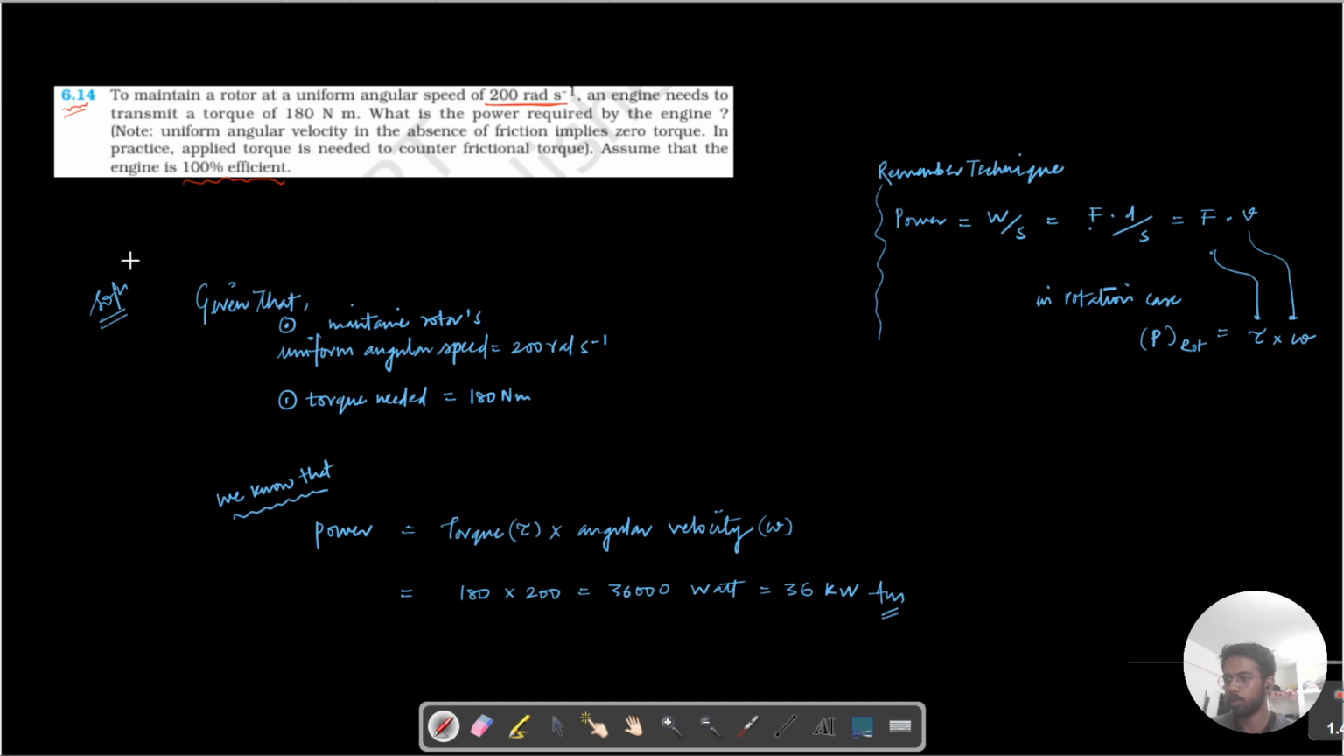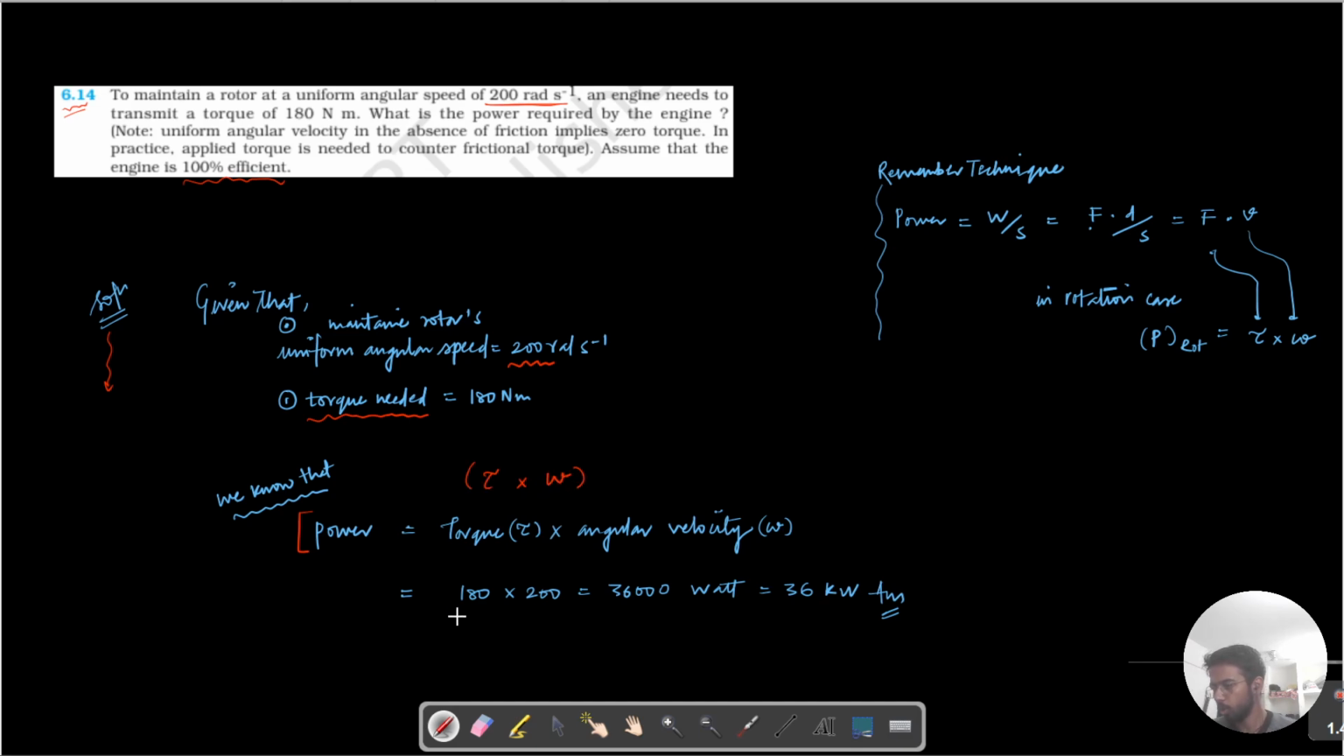And first of all, if this question comes in your exam, you have to follow this format that is given here. You write just like that. So first of all, given that the uniform angular speed we have to maintain is 200 radian per second. After that you have to write torque needed. The torque that is needed to maintain that speed is 180 Newton meter. And now for power, what we do is torque into angular velocity.